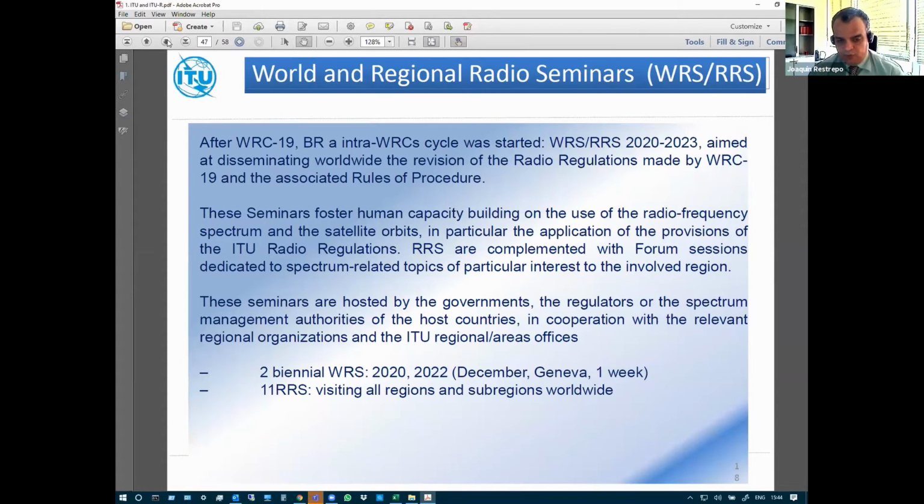And we have this kind of activity, the World and Regional Radiocommunication Seminars. Normally we organize them as an intra-WRC cycle because one of the main objectives is to disseminate the modifications and updates of the Radio Regulations. During this four-year period, normally we organize 2 biennial World Radiocommunication Seminars. One, in this case, will be in December 2020, and the next one will be in December 2022. And we organize 11 regional seminars visiting all regions and sub-regions worldwide.